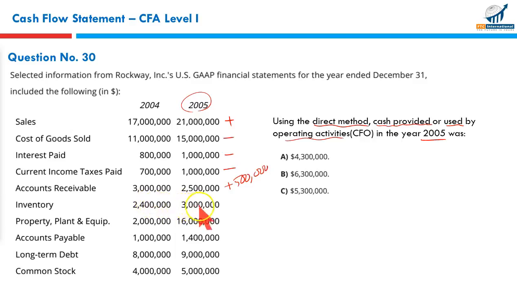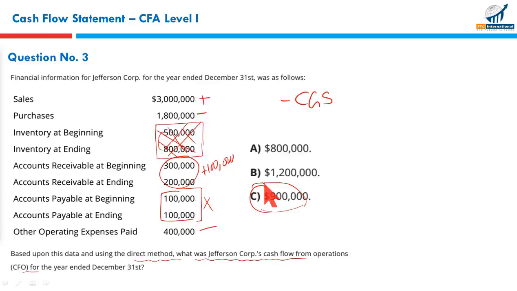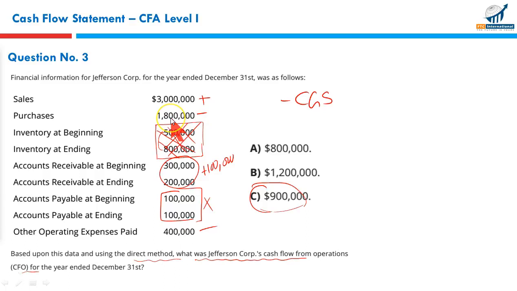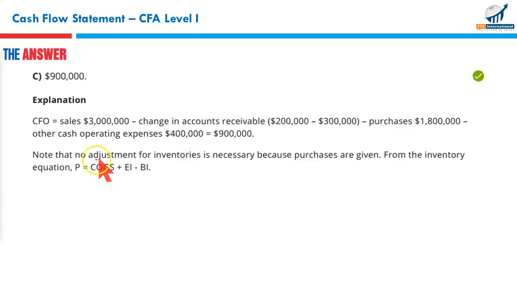Your inventory balance is going up by $600,000. So increase in inventory is considered as an outflow. Now here is a question that should be asked and I should answer. While constructing cash flow from operating activities using direct method, if we have been given the purchases, yes, we don't need to consider inventory. That's an important point. If you have been given the purchase figure, note that no adjustment for inventories is necessary because purchases are given, right?